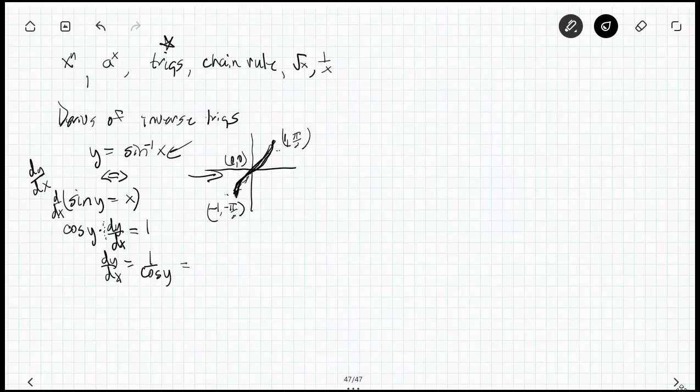Well, don't I know that 1 over cosine of y can be rewritten as 1 over the square root of 1 minus sine squared y, right? True? Hopefully everybody agrees. That's our Pythagorean identity, rule number 1. That was the first one we ever learned. And wait. What's sine of y again? Oh, it's x. Isn't that awesome? This becomes the square root of 1 minus x squared in the denominator.